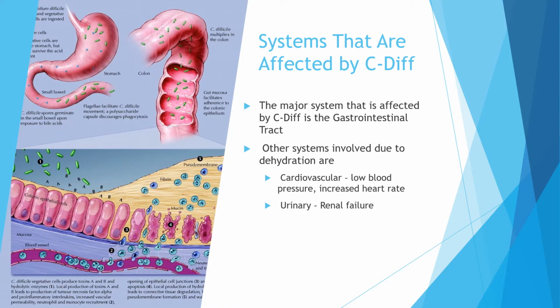This next slide shows the systems that are affected by the C. diff. C. diff does not affect many different body systems. The major system that is affected by C. diff is the gastrointestinal tract, also known as the gut. Other systems that are involved due to dehydration include the cardiovascular system, which causes low blood pressure and an increased heart rate, and the urinary system, which can cause renal failure. The image you see on the left shows the C. diff bacteria invading and infecting the lining of the colon.